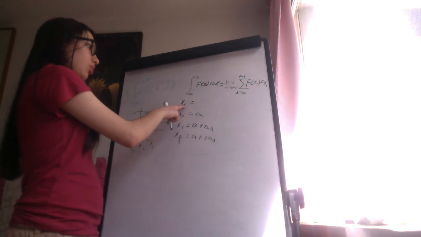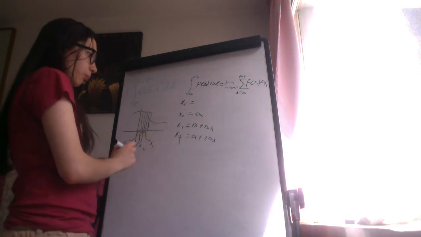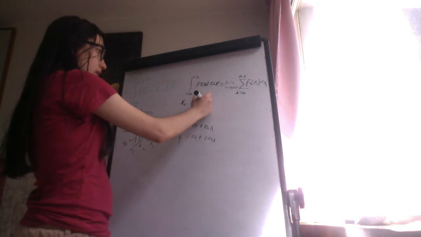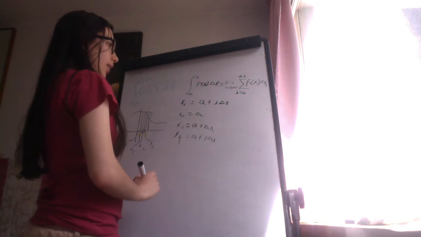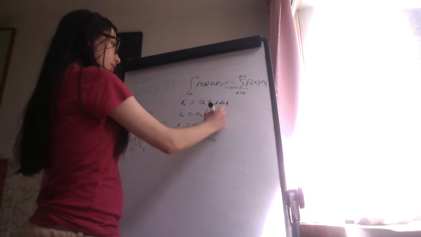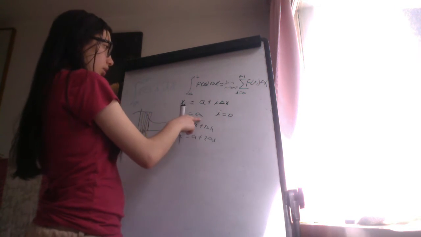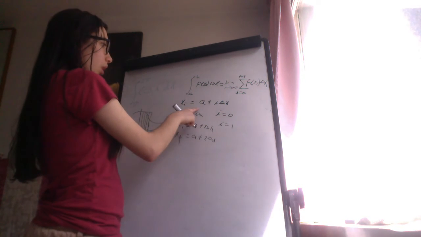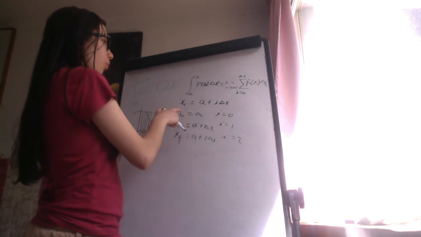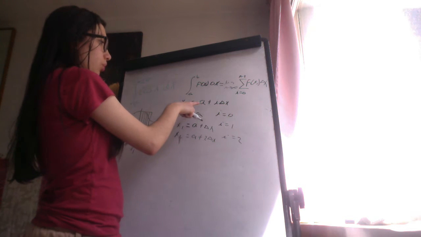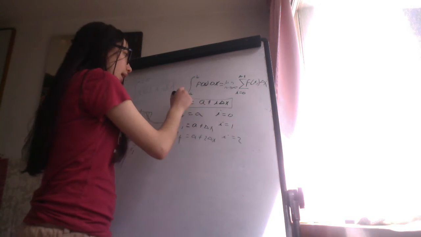So x sub i, if i starts at 0, we can put it as a plus i delta x, because when i is equal to 0, we have x sub 0 is a. When i is equal to 1, x sub 1 will be a plus delta x. When i is equal to 2, we will have x sub 2 equals a plus 2 delta x. Alright, so this is x sub i.